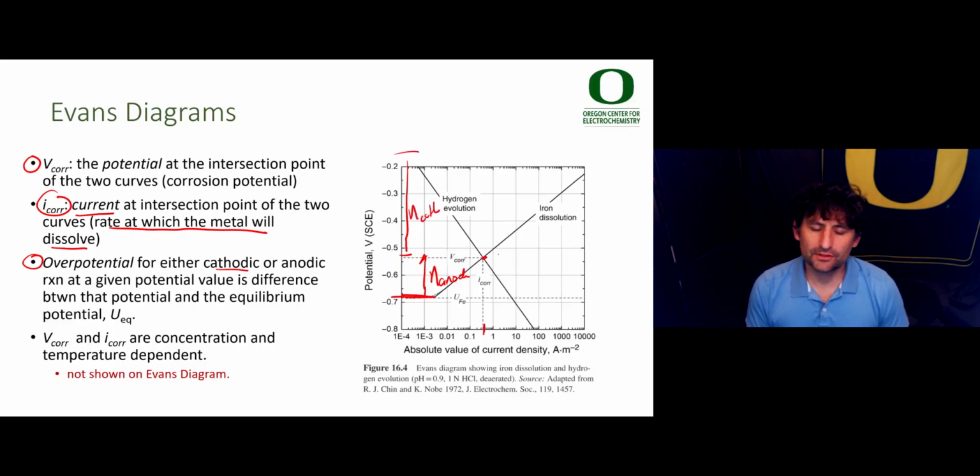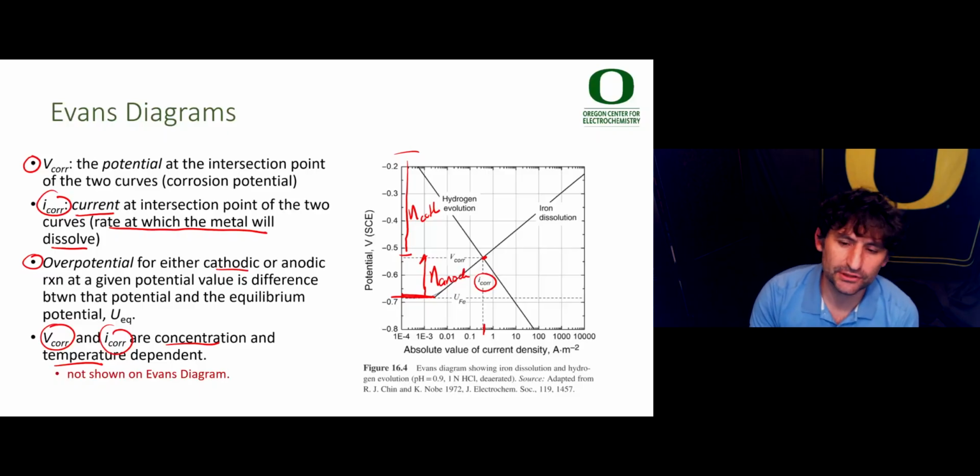The equilibrium potential somewhere up here for hydrogen. Remember that V corr and I corr are concentration and temperature dependent. If I increase the temperature, corrosion rate will probably go up because the kinetics of all these reactions go up, so I need less overpotential to drive the corrosion current at the anode and cathode simultaneously.